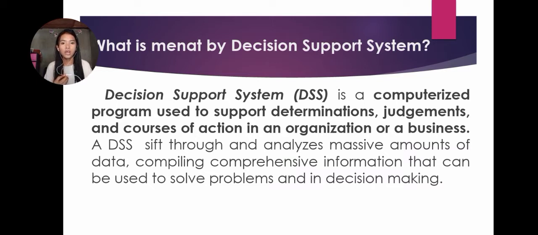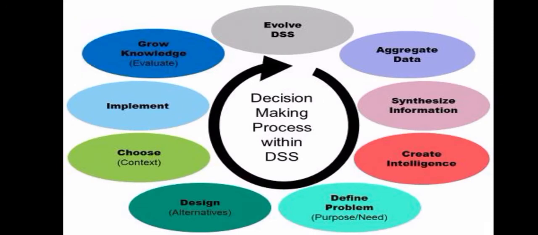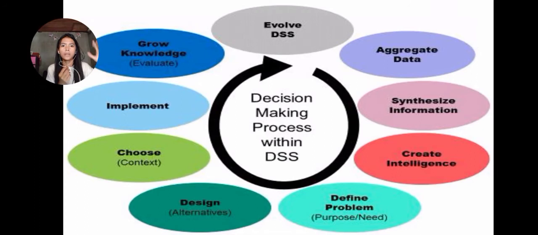So what I said earlier is that the decision making system is really important because you're going to gather more information, more data, and you are going to decide what you're going to do to make your organization more productive and to solve problems easily. So next, these are some of the main functions of the DSS or the decision making process.